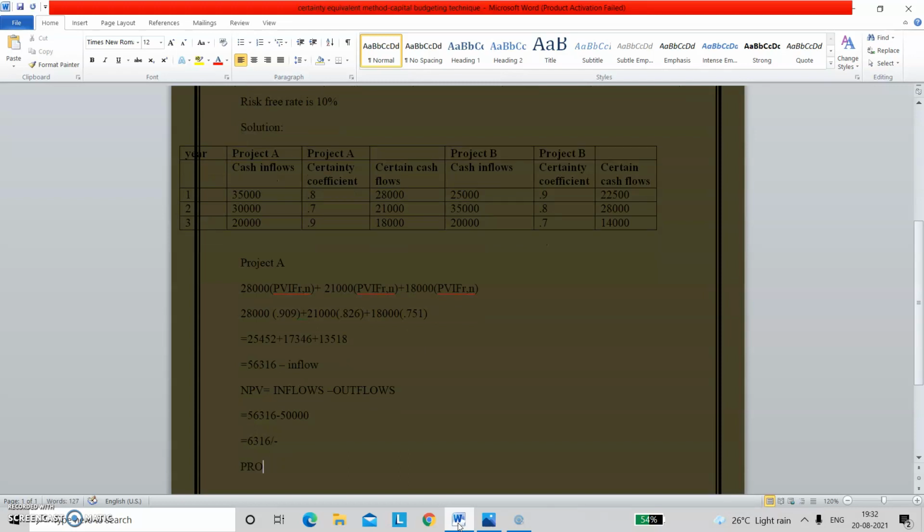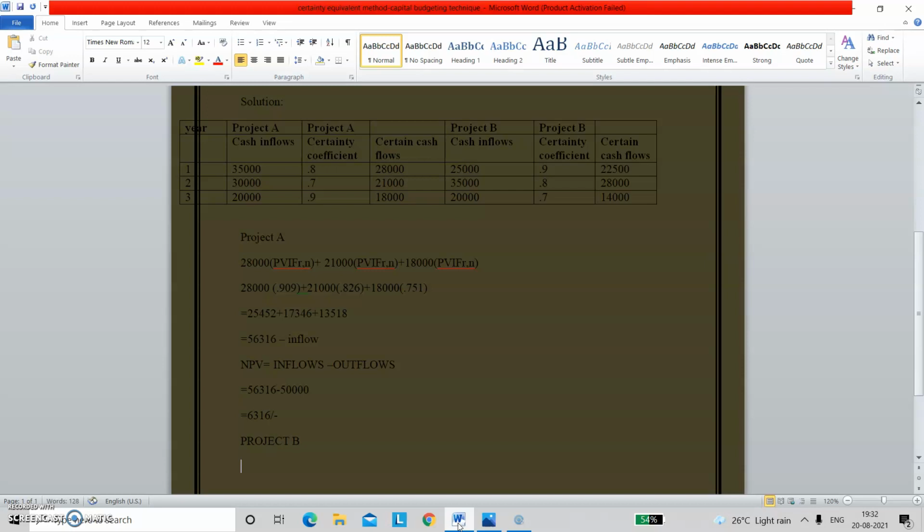Now we are going to see this for project B. Similarly, for this we have found that the PVIF table values will be the same because the years are the same, but the cash flows are different. So for 22,500 at the end of first year is 0.909. We are going to multiply this. Then 28,000 multiplied by 0.826, right? Then third is 14,000 multiplied by 0.751, right?